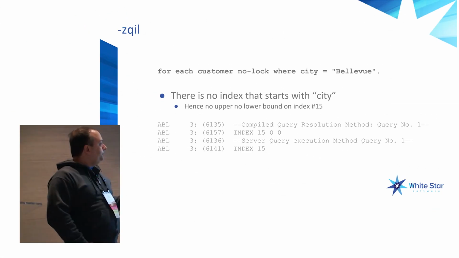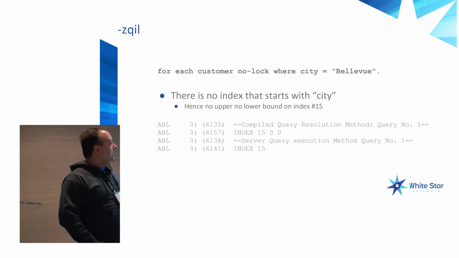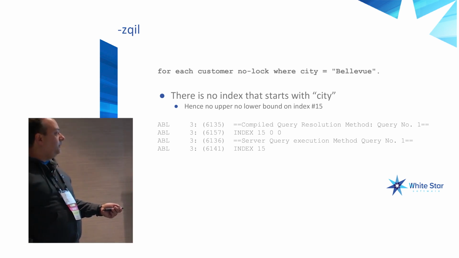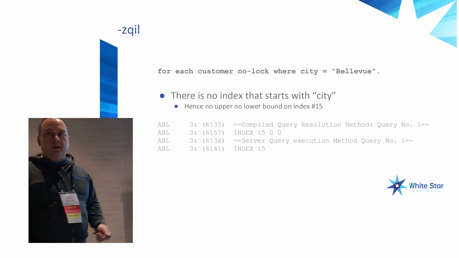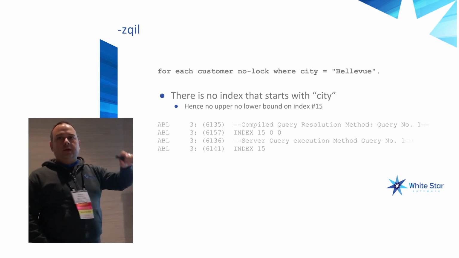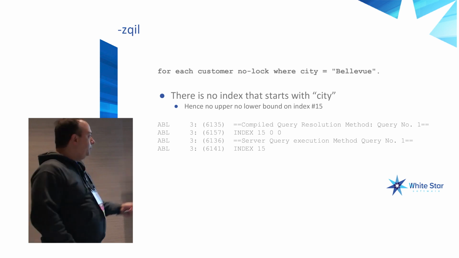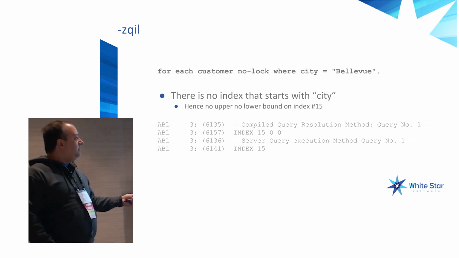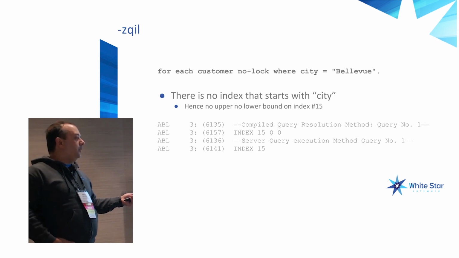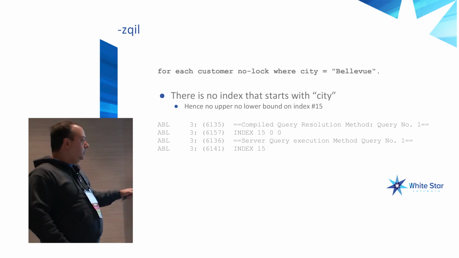So when I look here, for example, and I just do for each customer no lock where city equals Bellevue. Well, there's no index on city. So what does it show me? It shows me that I used index number 15, which is the primary index. And I'll show you some code later on how you can convert the 15 to an actual index. And it shows me that I have 0 range bounds on the bottom. What does that mean? Greater than or less than in an index. And 0 range bounds on the top. And again, I'll show you in more detail in just a second.